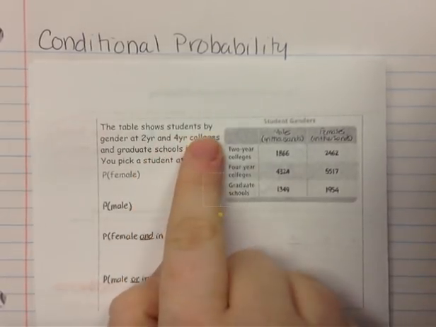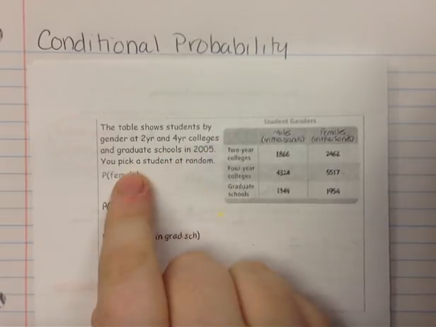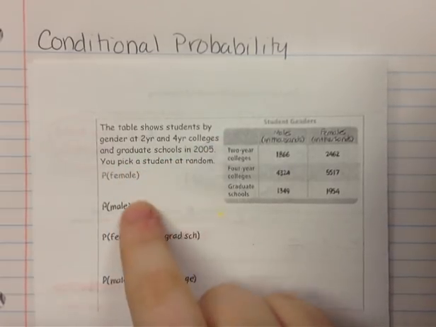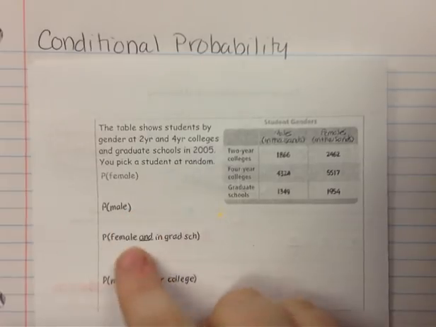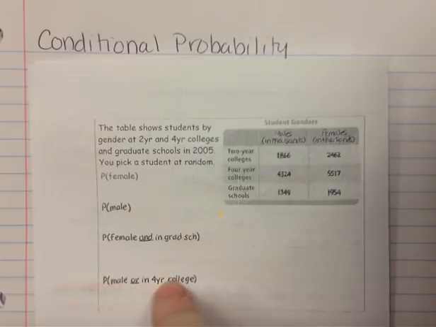So the table shows students by gender at 2-year and 4-year colleges and graduate schools in 2005. You pick a student at random. We want to know the probability of female, probability of male, probability of female and in grad school, and probability of male or in a 4-year college.